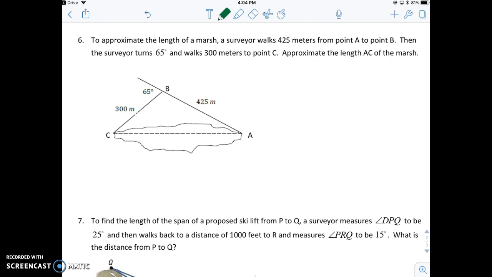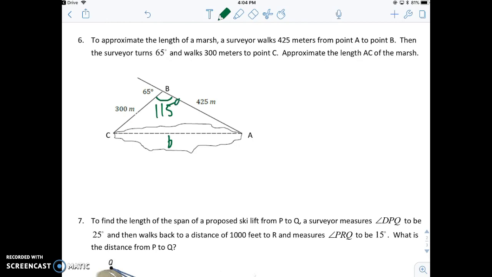It says a surveyor walks 425 meters from point A to point B, and the surveyor turns 65 degrees and walks 300 meters to point C. So it wants us to find this length. I'm going to call it lowercase b, right there. And the angle it gave us is outside the triangle, so it's not going to be immediately useful. So we do need to find this angle. So that's just going to be 180 minus 65, which is 115 degrees.